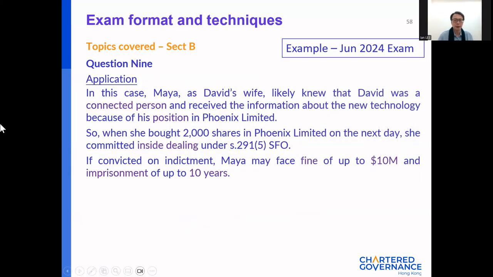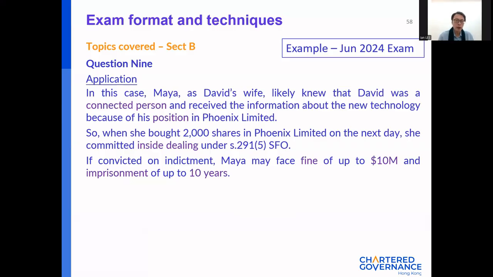So application. In this case, Maya, as David's wife, likely knew that David was a connected person and received information about the new technology because of his position in Phoenix Limited. So clearly she must know he's someone senior, maybe know he's the company secretary, and the information obviously she has not heard of before, the husband told her, so there's a high chance she already likely knew the information was inside information.